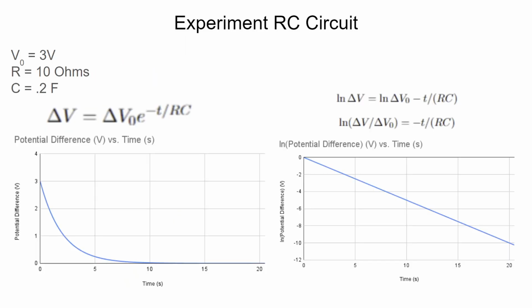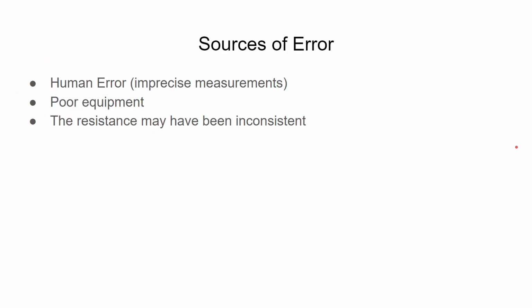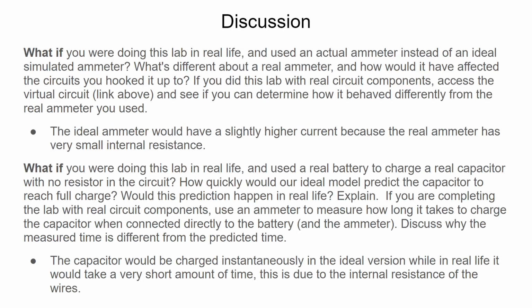Here's our graphs. So this is our RC circuit, and we found the potential difference versus time right here, and it's like the exponential function. Here's what we have plotted right here, and here's our value. So V naught was 3 volts, R is 10 ohms, and then the capacitance was 0.2 farads. Here's our linearized version, so I just took the natural log here and then plotted this. So there's that. Sources of error, just basic ones. Human error, we might not have measured everything precisely. Poor equipment, and the resistance might have been inconsistent.